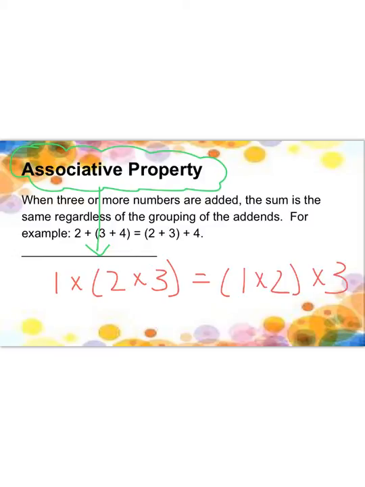So the way I remember this one is about associates, or maybe friendships. So right now, 2 and 3 are associating with each other. But when I change the grouping, it could be 1 and 2 associated. Now notice the order of the numbers hasn't changed. It's just who's grouped with whom. And so that's the associative property.